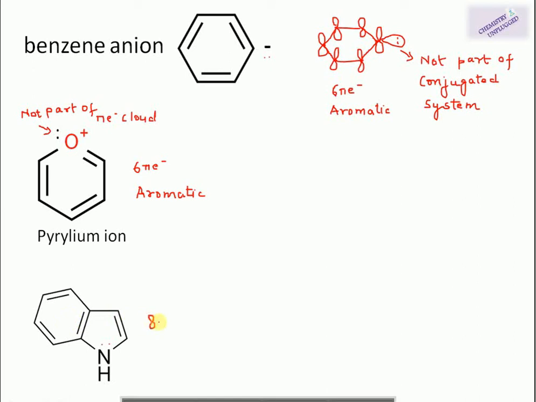So it is part of pi electron clouds, means it has 10 pi electrons. 10 pi electrons means it is following the 4n plus 2 rule, and it is planar in nature, so it is an aromatic compound.